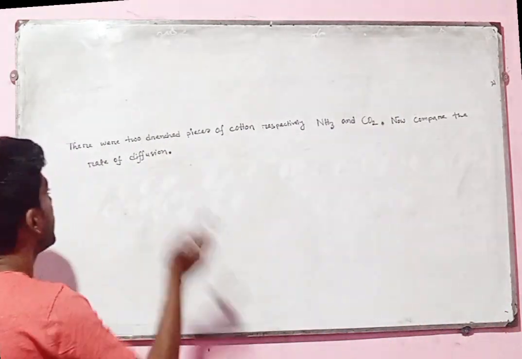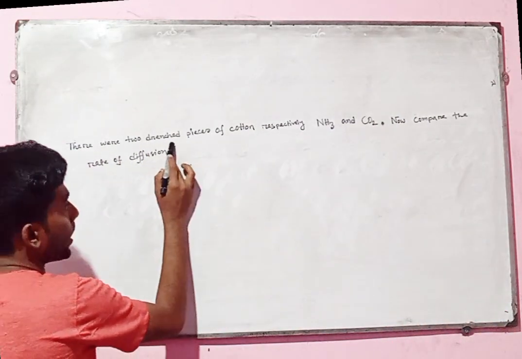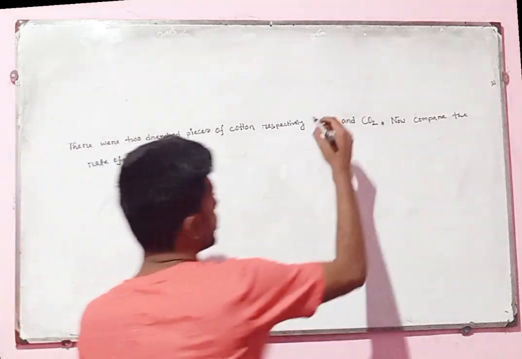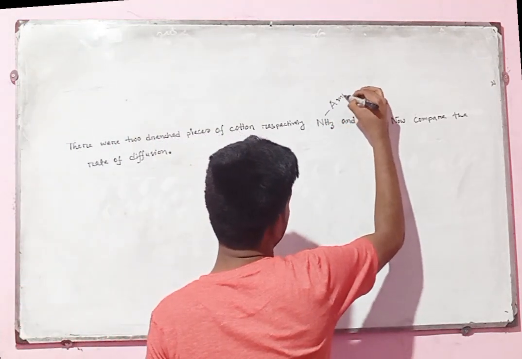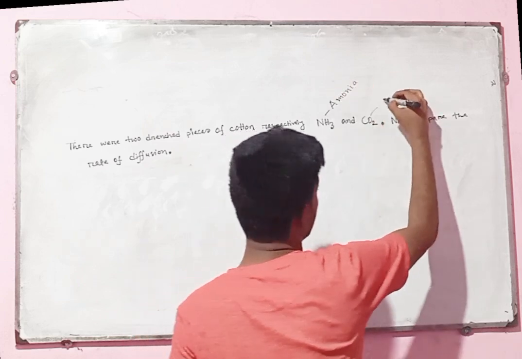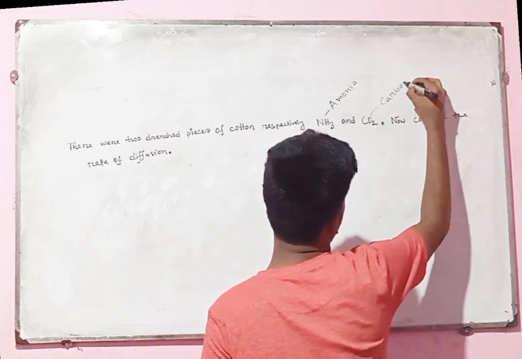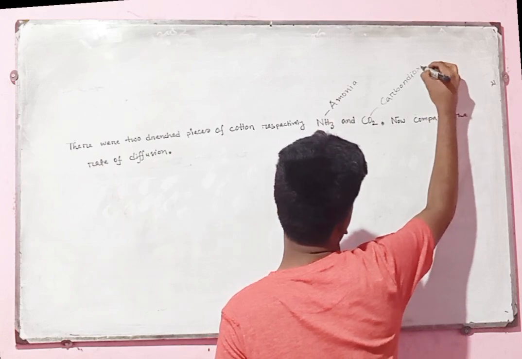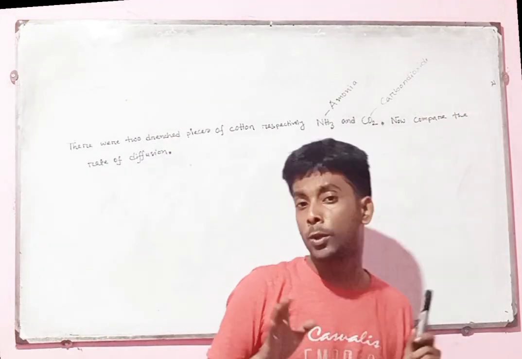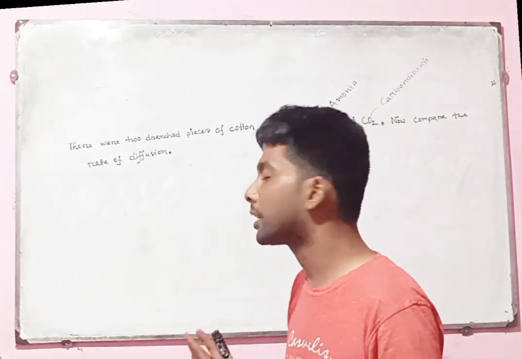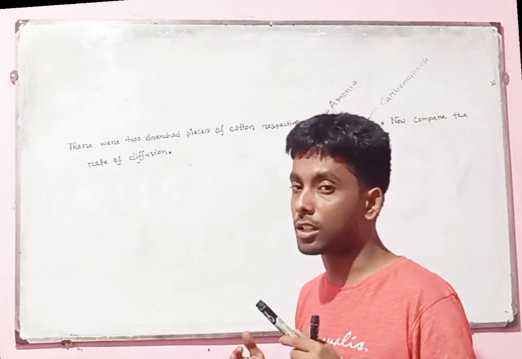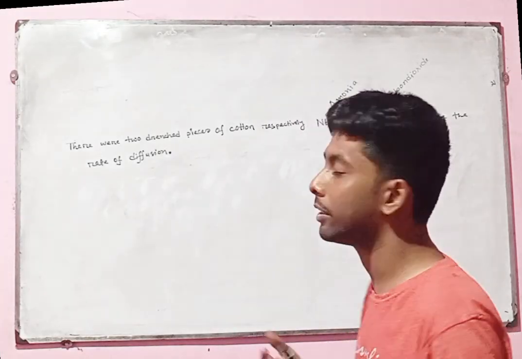The question is: there were two pieces of cotton drenched respectively in ammonia and carbon dioxide. These two are both gases, so we will find out the value or rate of diffusion.